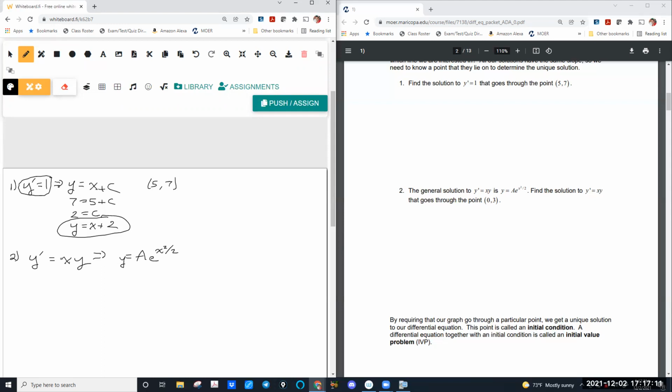So we know y. Well, we can also find y prime, which is just the derivative of y, which is a e to the x squared over 2 times the derivative of the exponent, which would be 2x over 2. Cancel those. And maybe we clean this up a little bit. A times x e to the x squared over 2. That is our y prime.